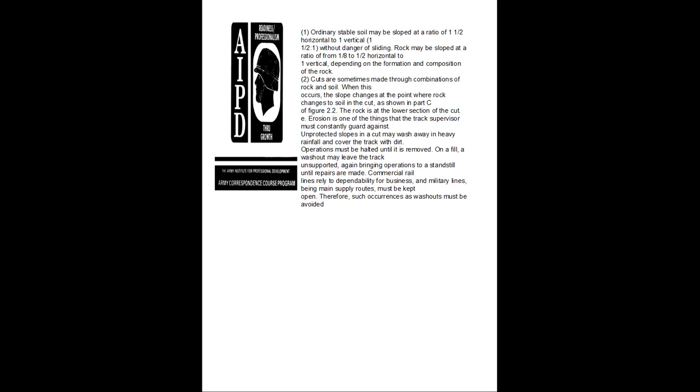Erosion is the one thing that the track supervisor must constantly guard against. On unprotected slopes, the cut may wash away, and then heavy rainfall covers the track with dirt. Operations must be halted until it is removed. On a fill, the washout may leave the track unsupported, again bringing operations to a standstill until repairs are made. Commercial rail lines rely on dependable service for their business. Military lines, being main supply routes, must be kept open. Therefore, the occurrence of washouts must be avoided.